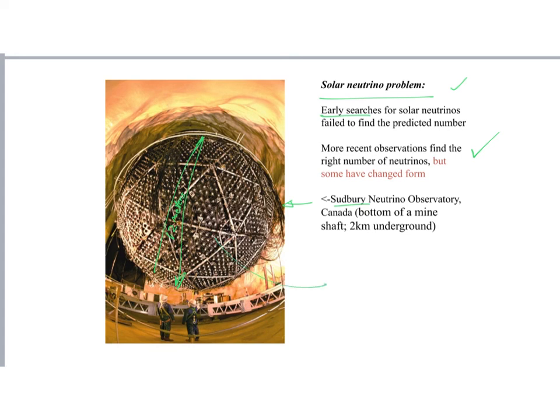And that contains about 1,000 tons of heavy water. So remember, water, that is H2O, that's hydrogen and oxygen, but the heavy water has deuterium instead of hydrogen. So this is deuterium, which is going to make each molecule much heavier than the molecule of ordinary water.